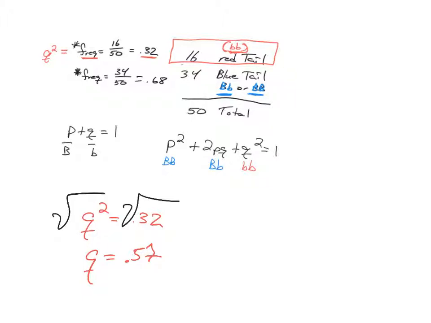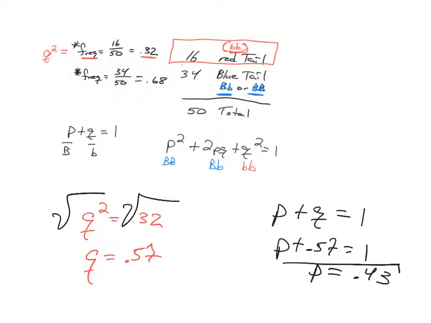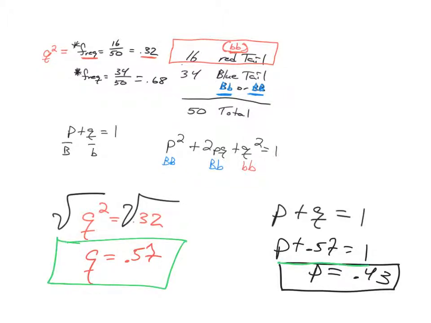So Q squared is 0.57. And then you put it into the first equation, the P. That's right, good. So then you take P plus Q equals 1 and you put Q, 0.57, into the equation. You get P equals what? 0.43. So P equals 0.43, Q equals 0.57, but they want to know what? What's the question? Somebody read the question out loud.